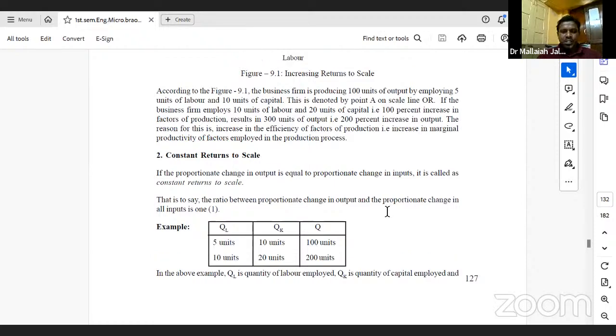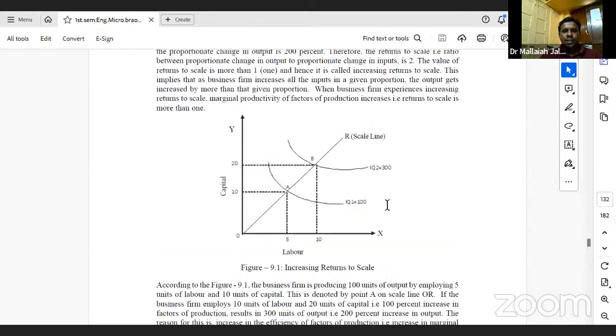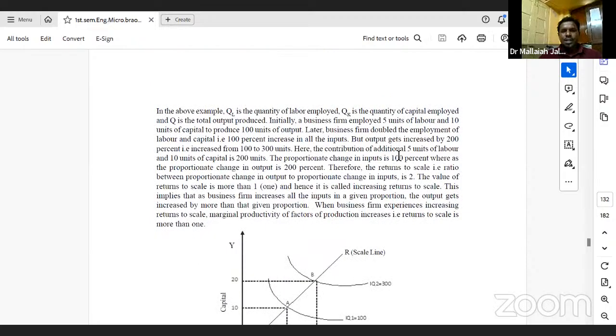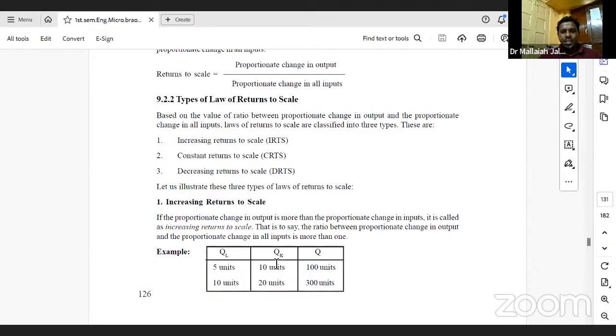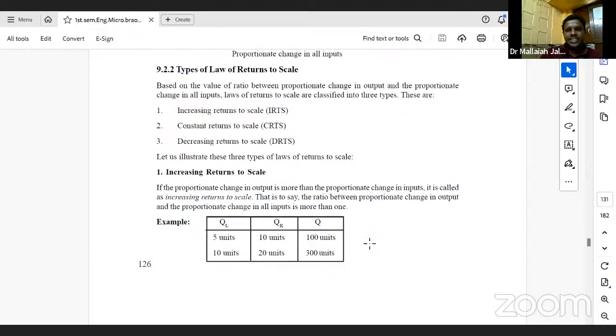But when we observe this, see the first one, compared to the first one, 5 units of labor, 10 units of capital. Here output is 100 at the initial stage. If we increase the capital and labor from 5 units to 10 units of labor and 10 units to 20 units of capital, it is increased to 300, more than the 200, right? So that is why we call it is increasing trend.